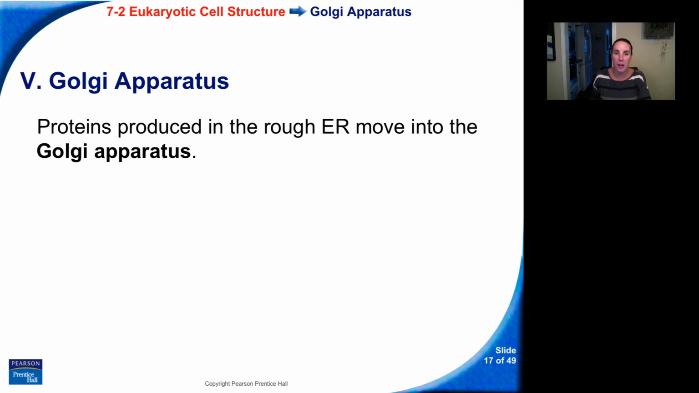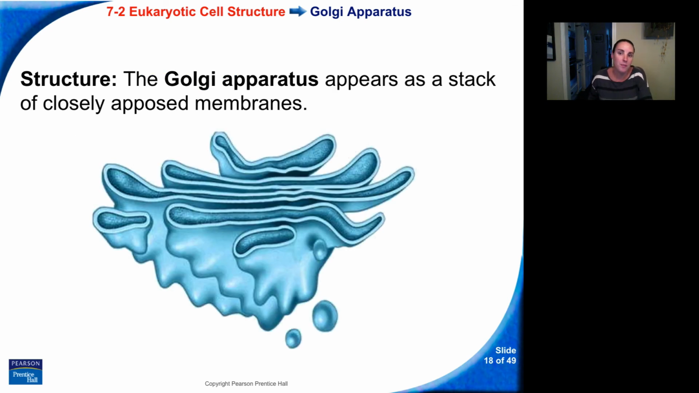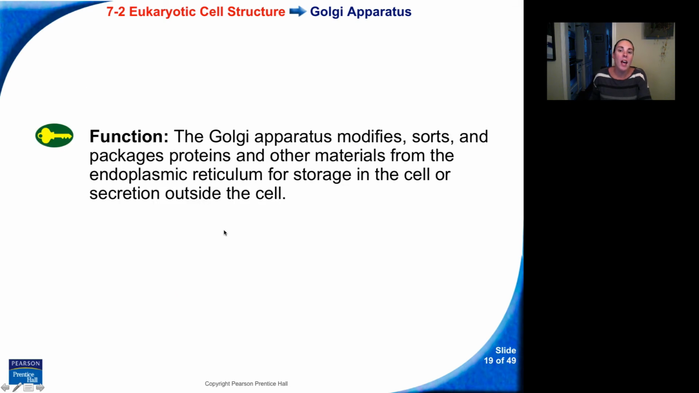Next, we have the Golgi apparatus. After the proteins are produced in the ER and on the ribosomes, they move into the Golgi apparatus. It appears as a stack of closely opposed membranes. This is what it looks like. And the function is it modifies, sorts, and packages proteins and other materials from the ER for storage in the cell or secretion for outside of the cell.